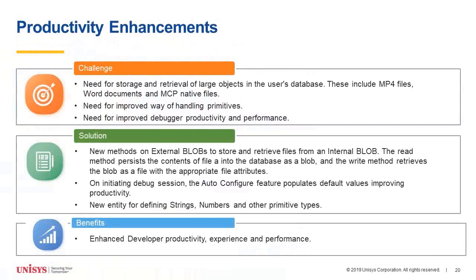From a productivity enhancements standpoint, we have seen that clients have a need to store and retrieve large objects in the user's database. In the past we have supported external blobs, but clients want to store them in the user's database itself. What kind of objects are they looking to store? They're looking to store MP4 files, Word documents, and MCP native files. So with this release, we are supporting internal blobs. There are new methods now supported on the external blobs that help to store and retrieve files from an internal blob. So they basically have methods.